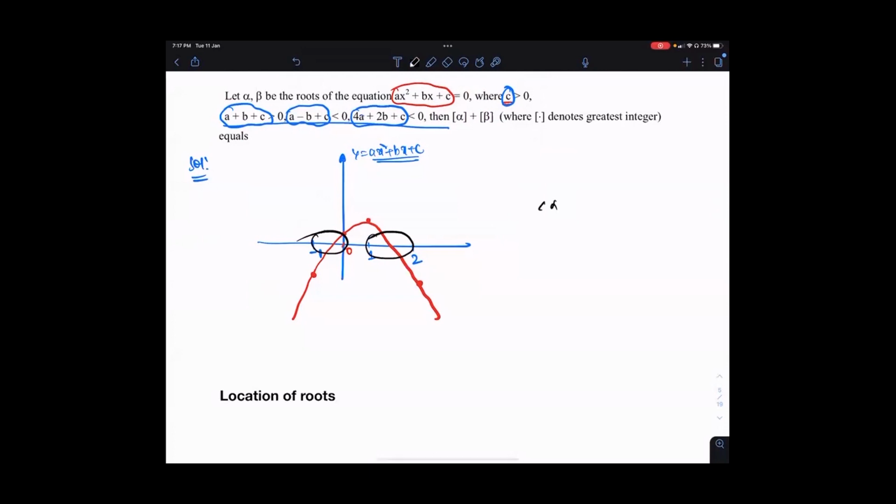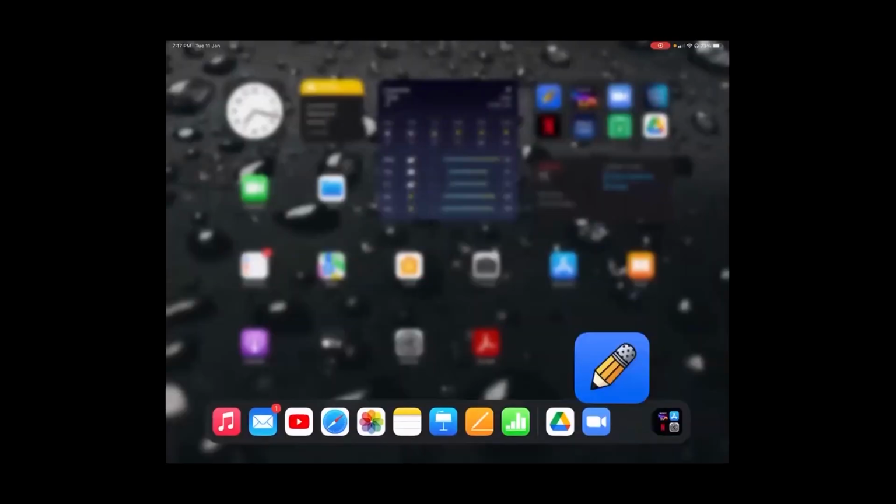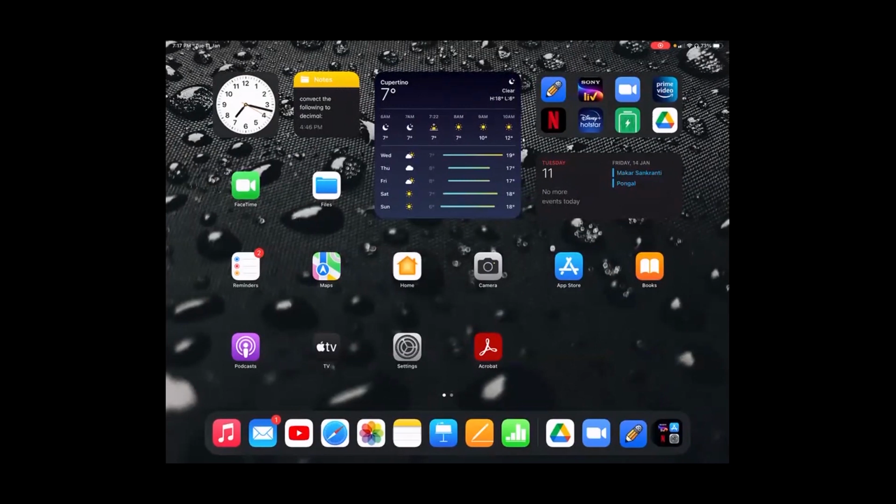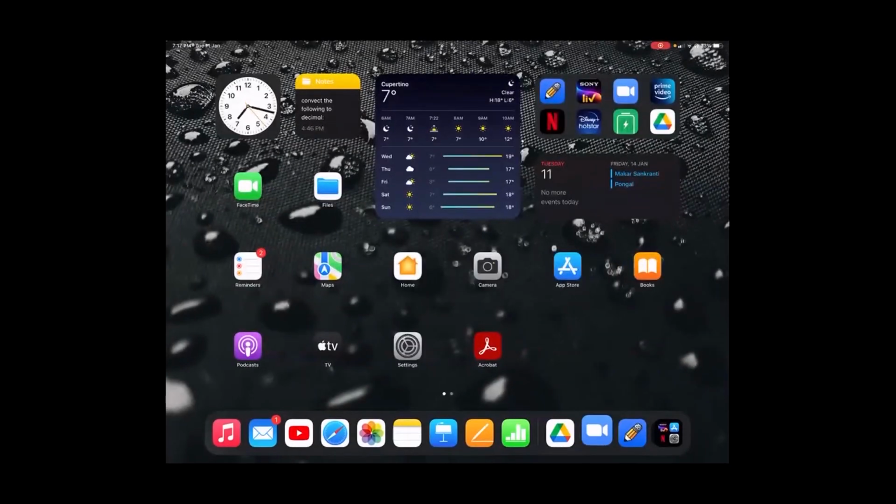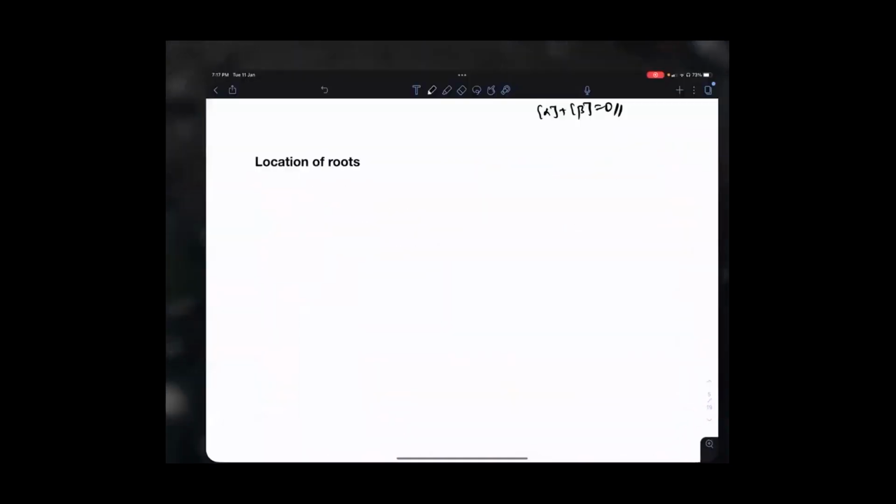So if alpha is between -1 to 0, then what is step alpha? It will be -1. And beta is between 1 to 2, so step beta will be 1. So step alpha plus step beta will be 0. Okay. Next. Any doubt? Answer is 0, correct. Okay.